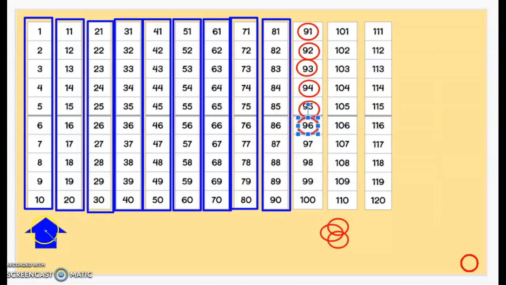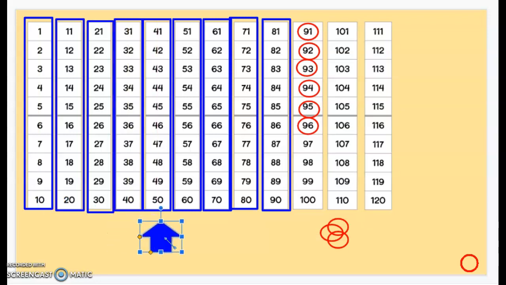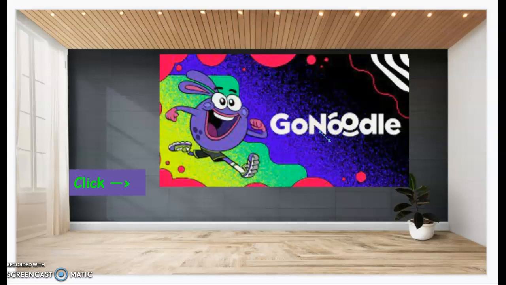Good. Let's count by tens. 10, 20, 30, 40, 50, 60, 70, 80, 90, freeze. 91, 92, 93, 94, 95, 96 days smarter in kindergarten.